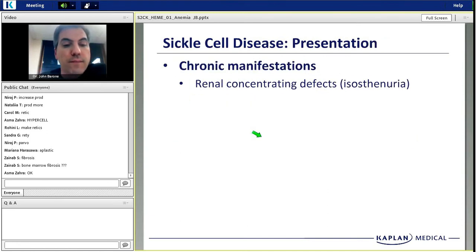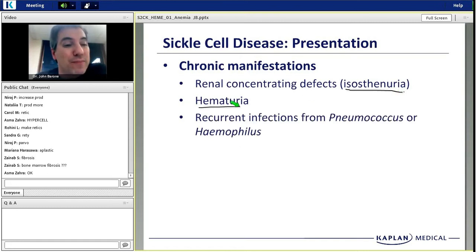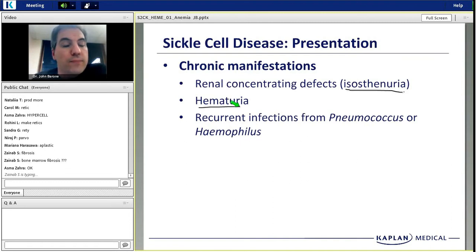All right, now some important testable points. Kidney, trait and disease: both of them are going to get sickling in the renal medulla. You're going to get papillary necrosis. You're going to have an inability to concentrate your urine. Very testable. Number two, since it's a lot of sickling in the urine, you can get hematuria and recurrent infections. All right, very important.